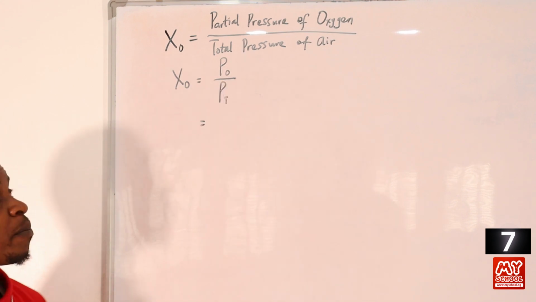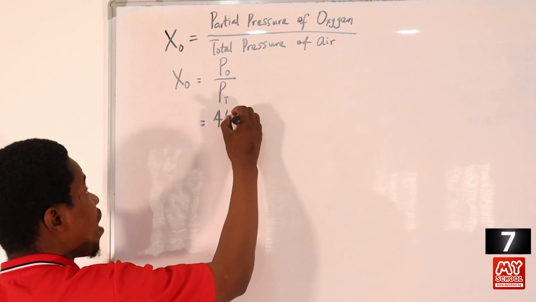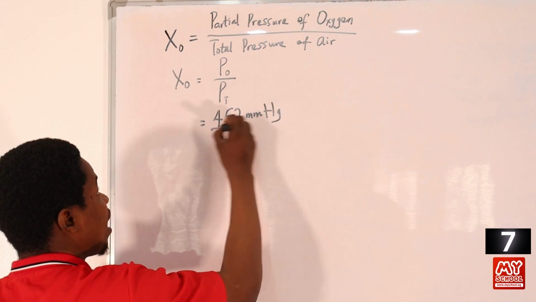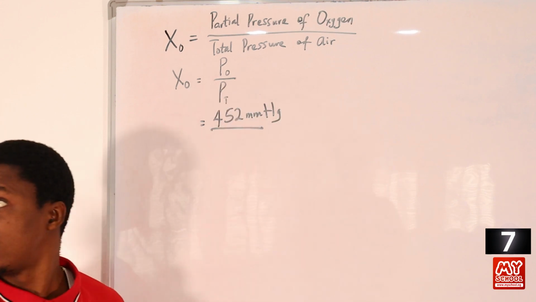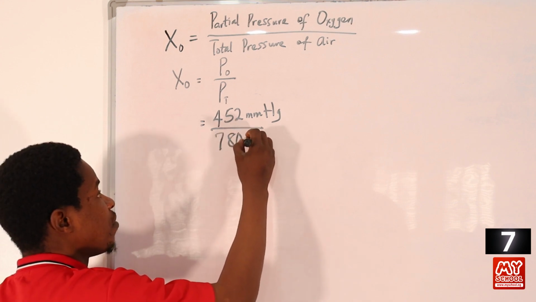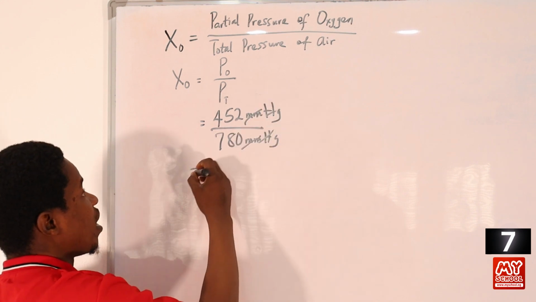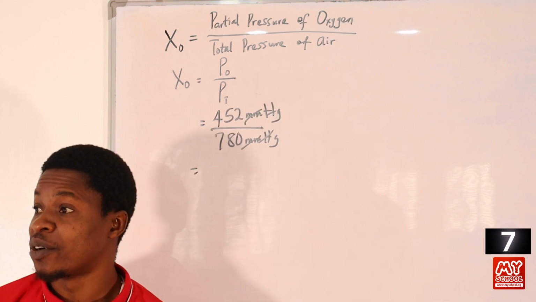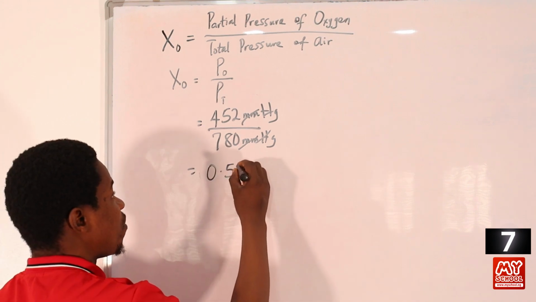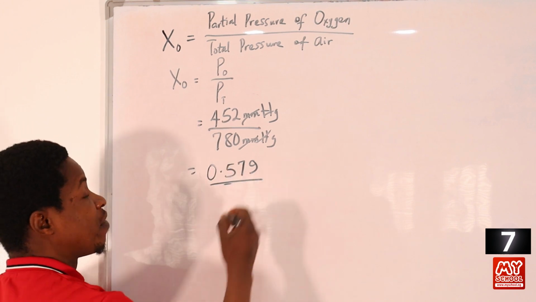We're given that the partial pressure of oxygen is 452 millimeter mercury, okay? So dividing that by the total pressure, which was given as 780 millimeter mercury. Of course, by the time you cancel out the units and you divide this using your calculator, you are going to have 0.579.